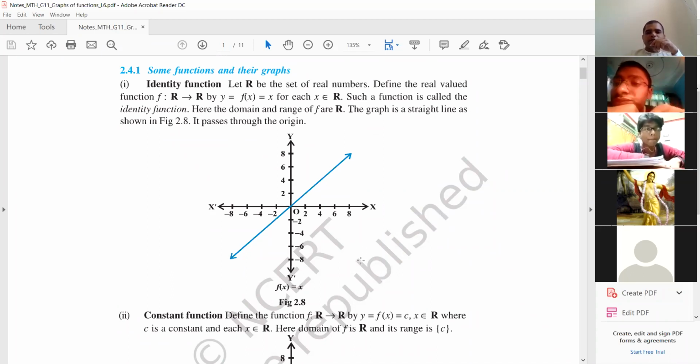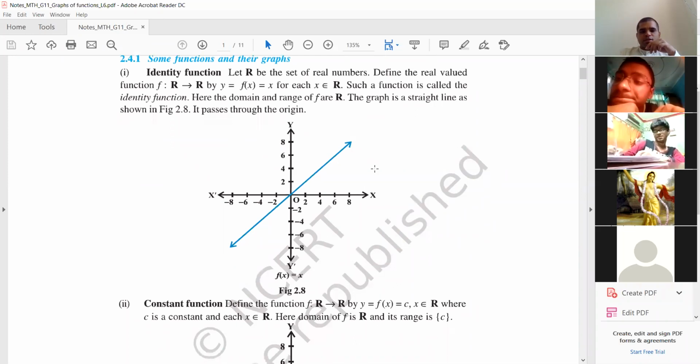Now what is the range of the function? The y-axis denotes the range of the function. So what is the range of the function? It is coming from negative infinity to positive infinity. So we say that the range of the function is R. All real values.